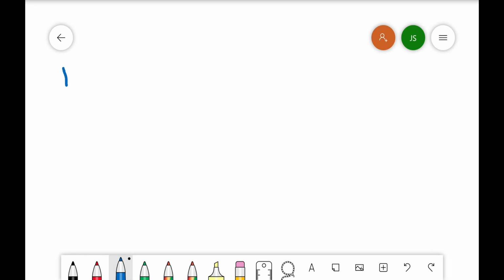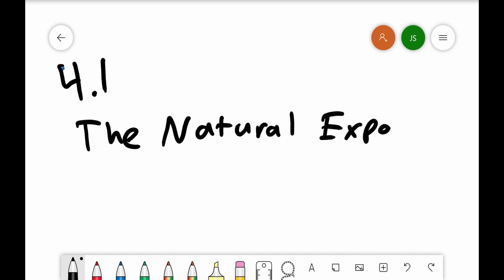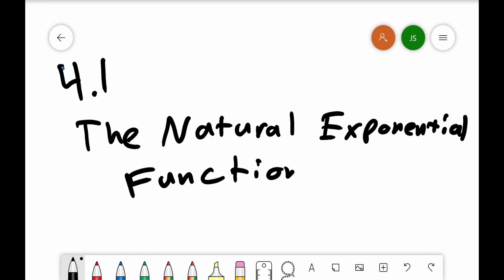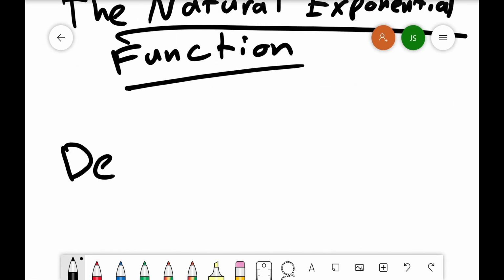All right, 4.1, the natural exponential function. What is the natural exponential function?